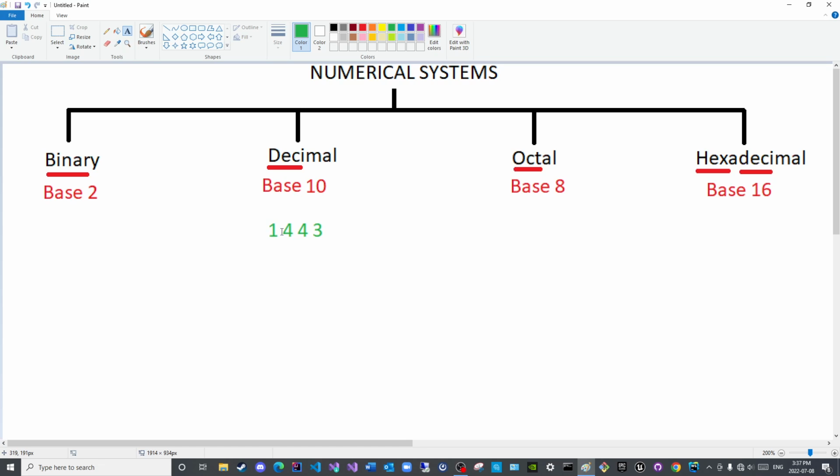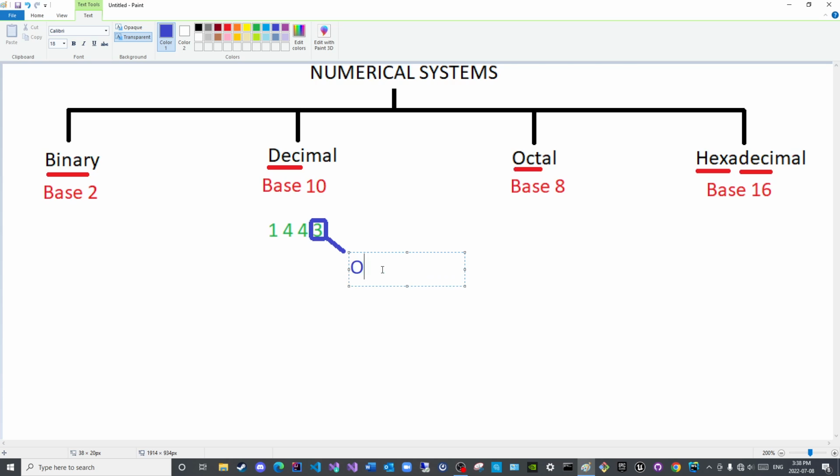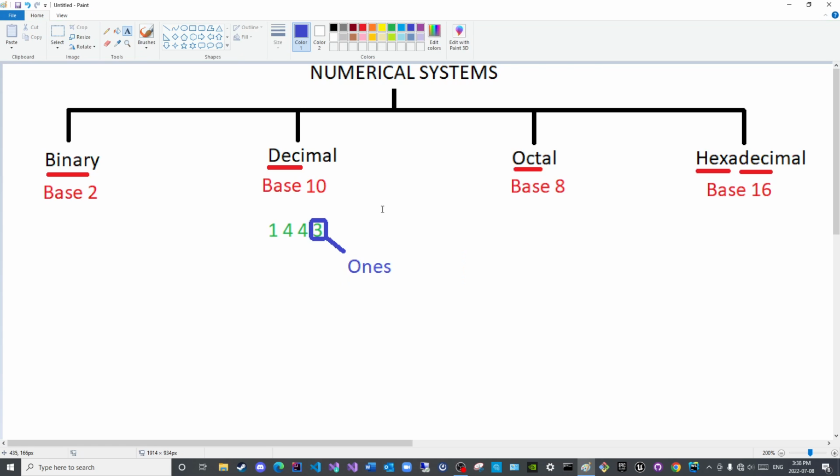I have the number 1443. Originally, or rather at lower levels of mathematics in school, you were taught that each digit has a name for it. So the digit here at the far right, this is known as the ones digit. And you will see why it is called ones in just a moment. So if you were not taught this in school, here is a surprise for you. So this is the ones digit.